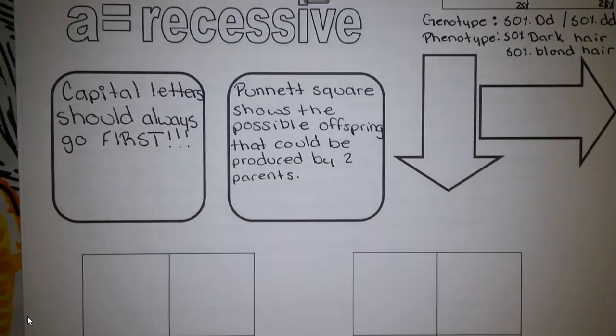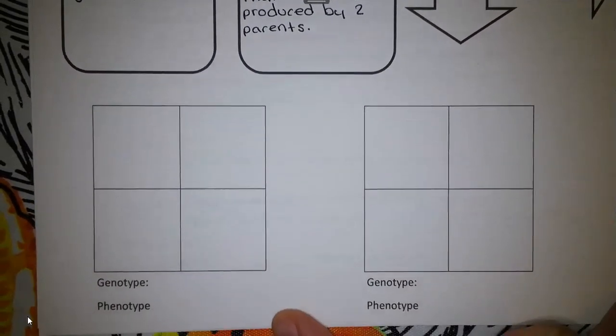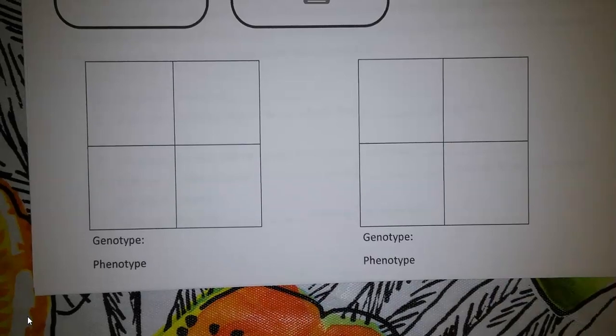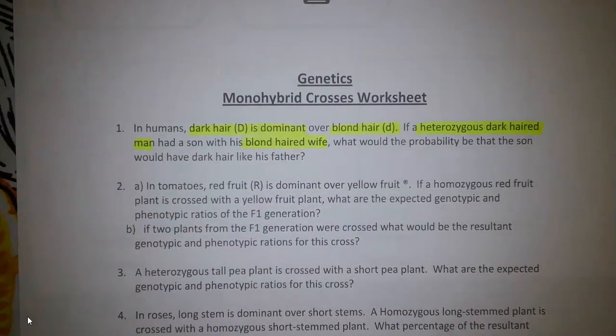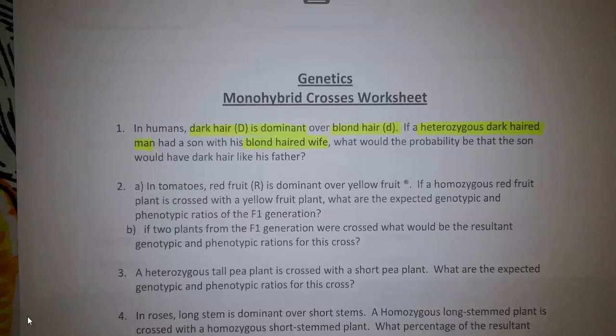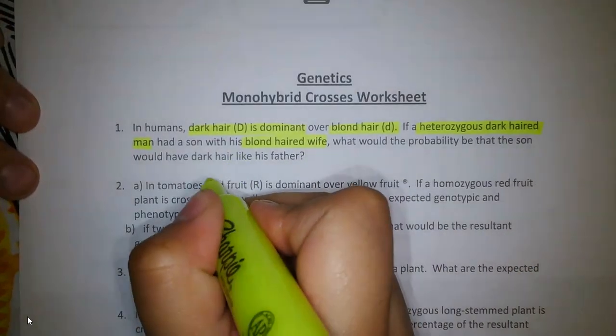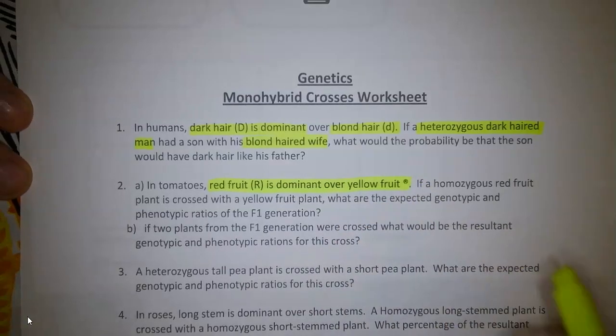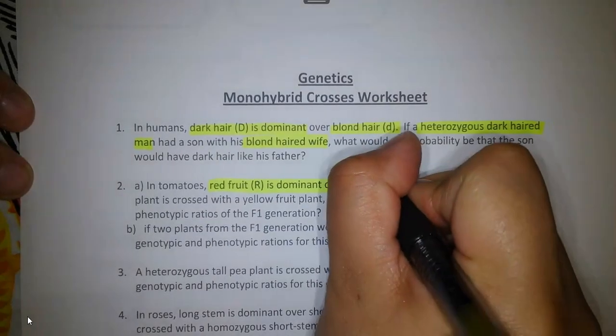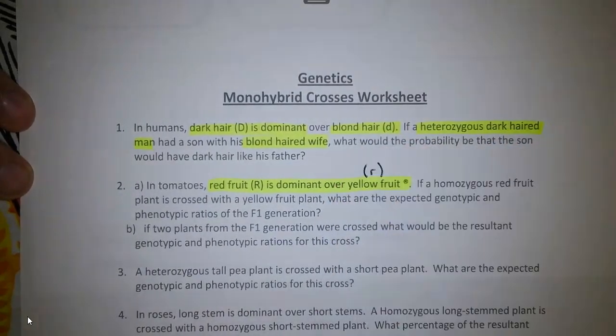Now, for a little bit of practice. Okay, so again, I'm going to use the problems that I have here. So number 2 says, in tomatoes, red fruit is dominant over yellow fruit. So we're talking about red fruit, capital R, is dominant over yellow fruit. And because it's yellow, they're saying that that one is recessive. That one's going to be a lowercase r.